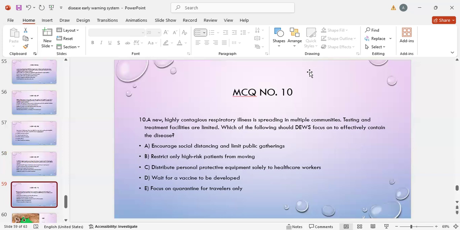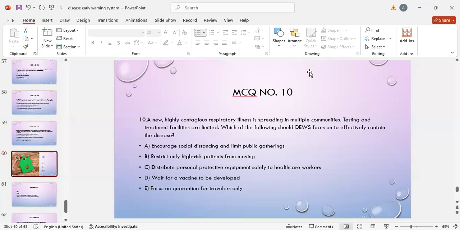Testing and treatment facilities are limited. Which of the following should DUSE focus on to effectively contain the disease? Option A, encourage social distancing and limit public gatherings. Option B, restrict only high-risk patients from moving. Option C, distribute personal protective equipment solely to healthcare workers. Option D, wait for a vaccine to be developed. Option E is focus on quarantine for travelers only. Answer is option A, encourage social distancing and limit public gatherings.